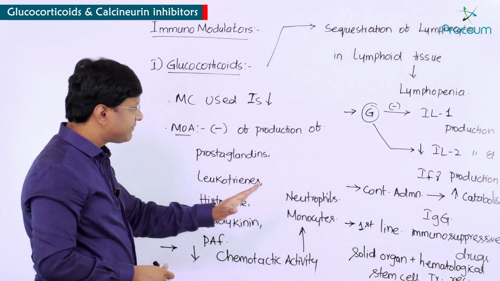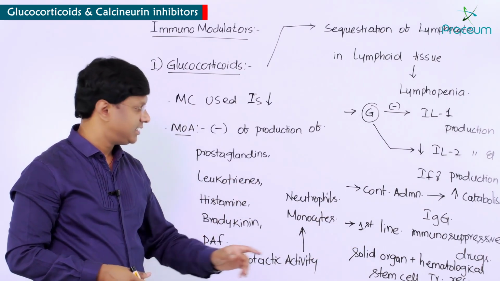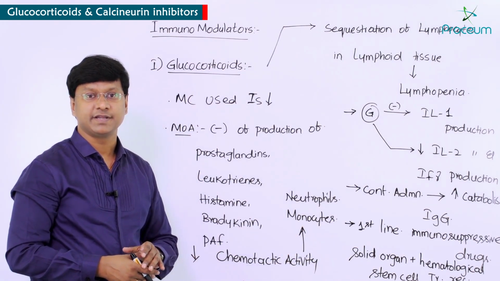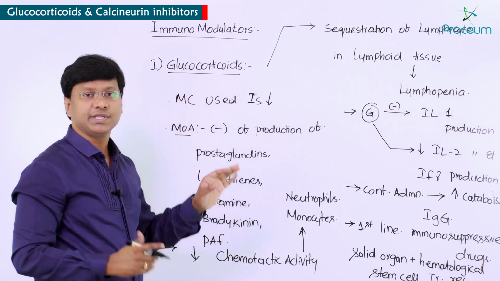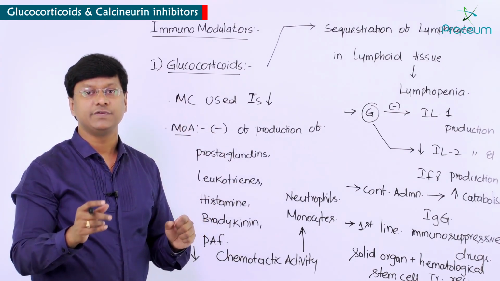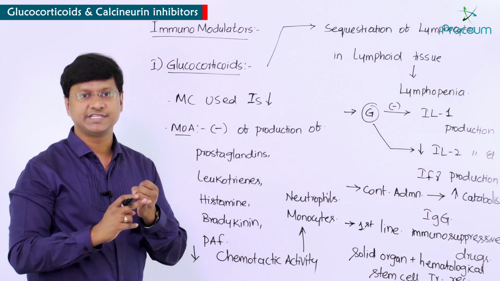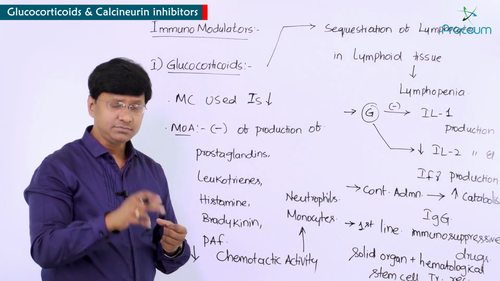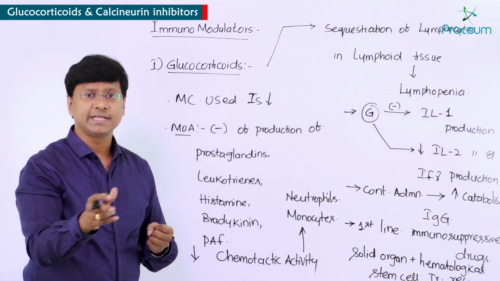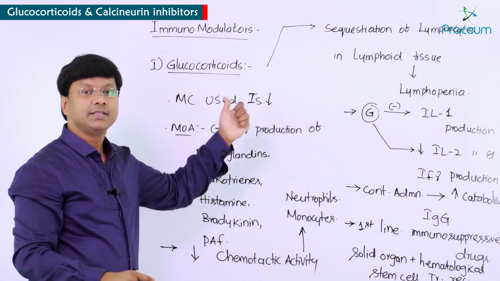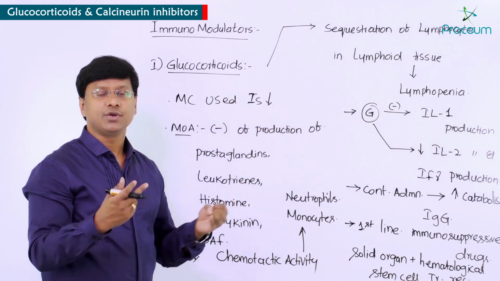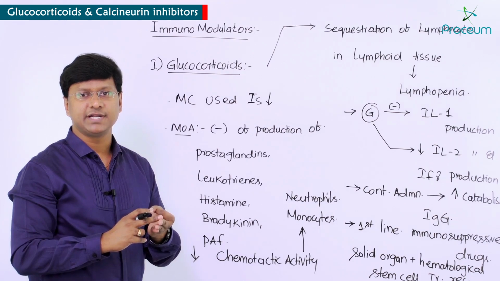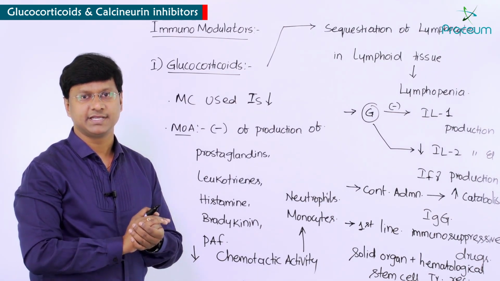Now apart from the immunosuppressive activity in the case of solid organ plus hematological stem cell transplant recipients, remember these glucocorticoids are also used for the treatment of graft versus host disease. That is, an individual has acquired a graft. In order to prevent the immune activity against that particular graft, the glucocorticoids are used. And they are also used in the treatment of immune thrombocytopenic purpura, rheumatoid arthritis, and bronchial asthma, right?